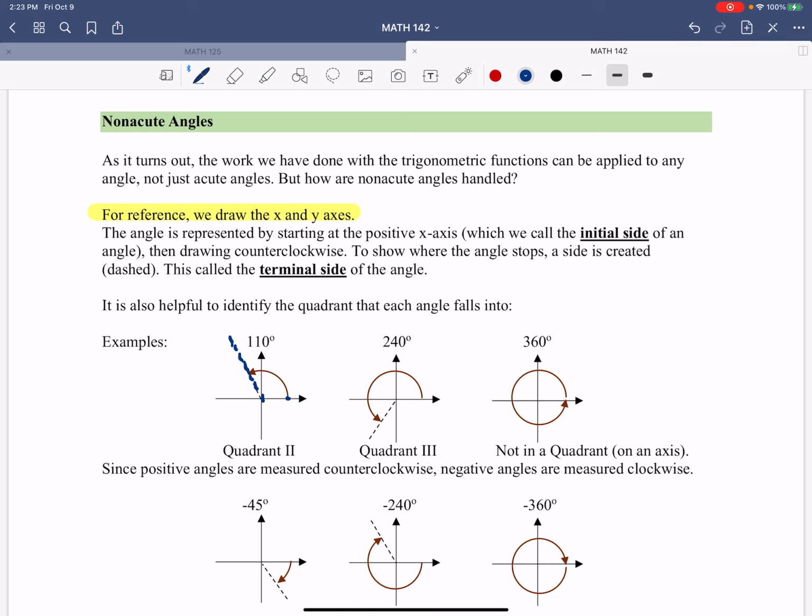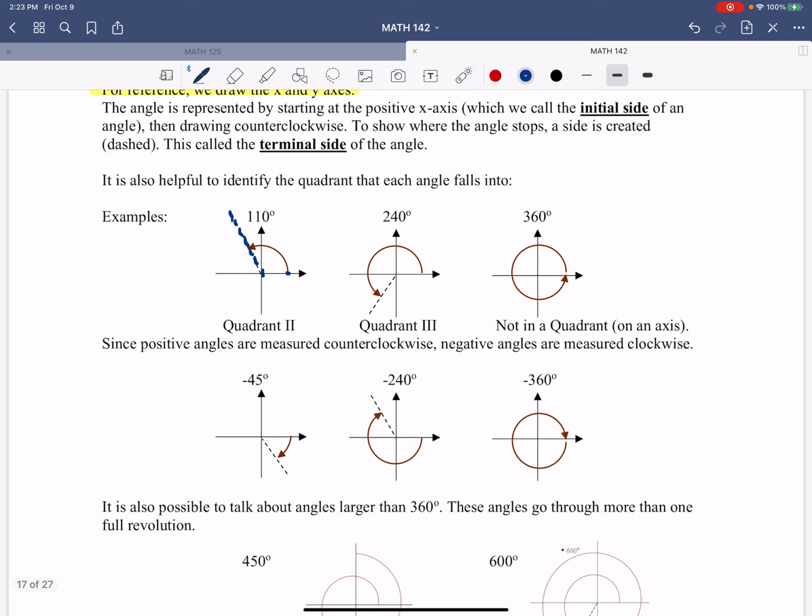And then we have negative angles, which, since positive angles are measured counterclockwise, negative angles will be measured clockwise. So starting with the positive x-axis, if I want negative 45 degrees, I go 45 degrees in the clockwise direction, as you can see in that first angle, followed by negative 240 and negative 360. And notice that 360 is a full revolution, which should be no surprise to us by now. We know that there's 360 degrees in a circle. And notice, though, that the 360 degrees and the negative 360 degrees start and end at the same place.